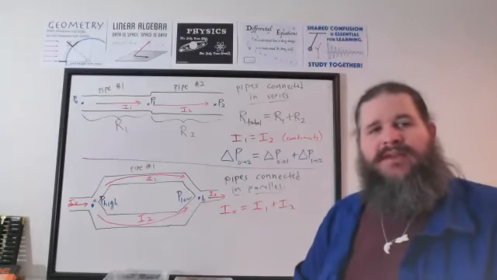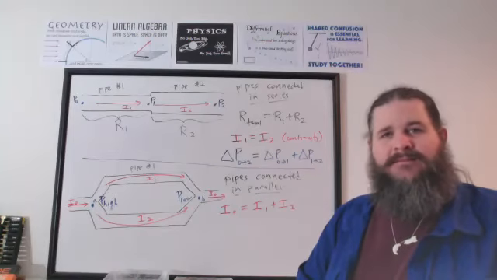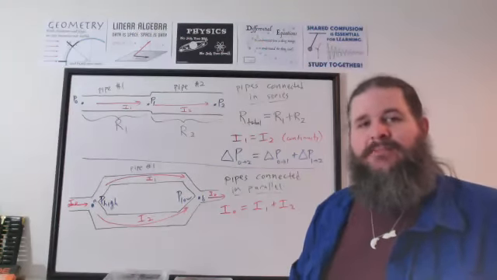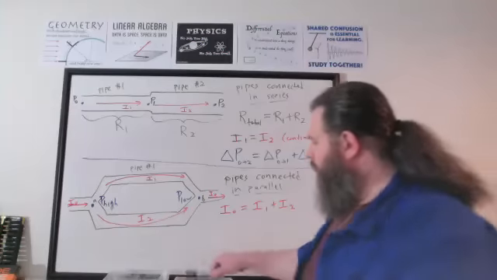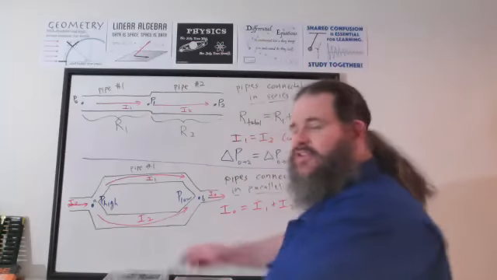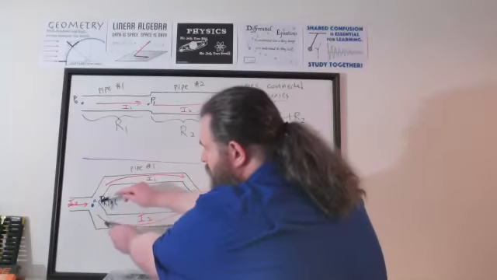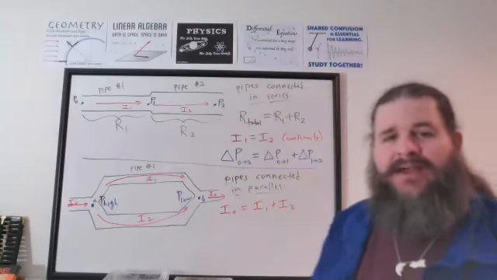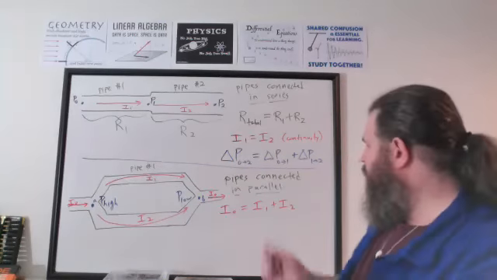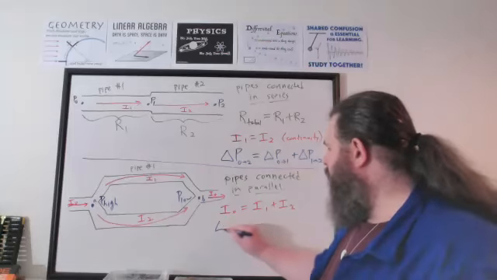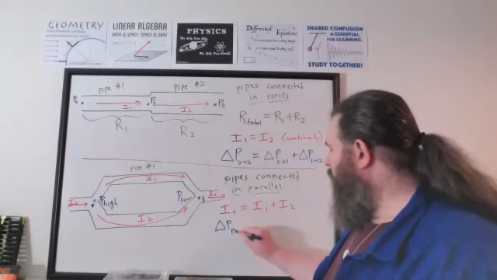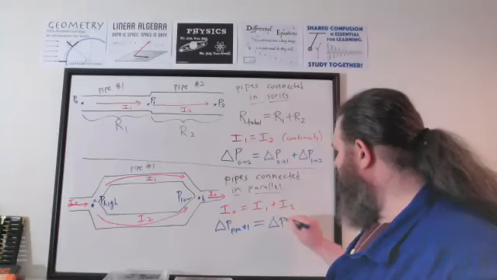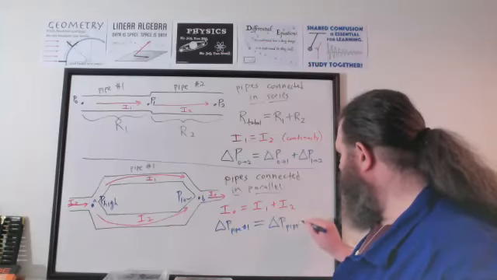So what do you know about the delta pressures for the two pipes here? Should they be the same? Yeah, they're going to have the same delta pressure because they're just two different paths that start at the same high pressure, go through some path, and end at the same low pressure. So both pipes have the same delta pressure. So delta pressure for pipe 1 equals delta pressure for pipe number 2.